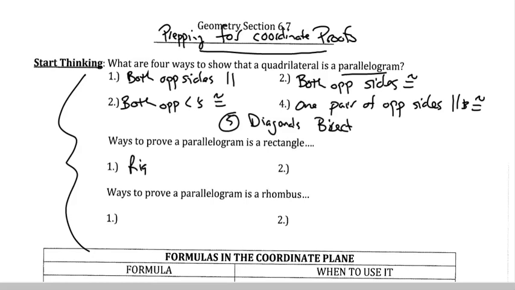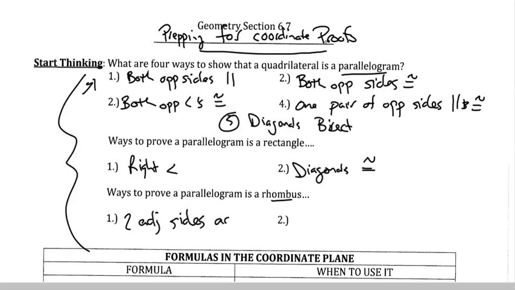Now the ways that we proved that a figure was a rectangle was showing that it has a right angle and also showing that the diagonals are congruent. Proving that a figure is a rhombus would be, after you've proved that it's a parallelogram, two adjacent sides are congruent. The other one was diagonals are perpendicular. And number 3 was diagonals bisect angles.